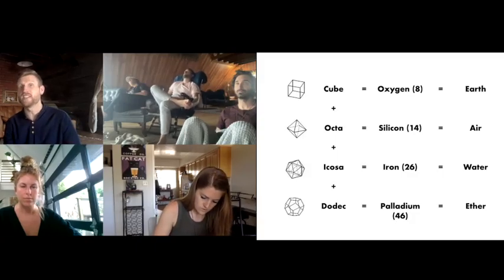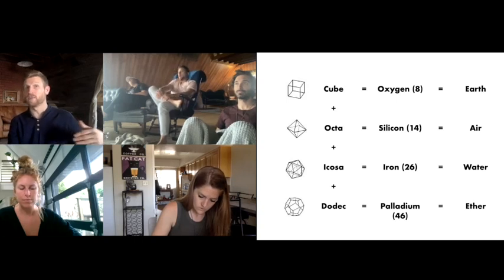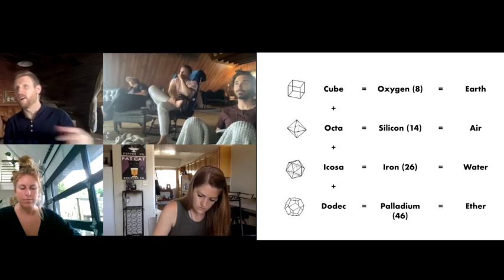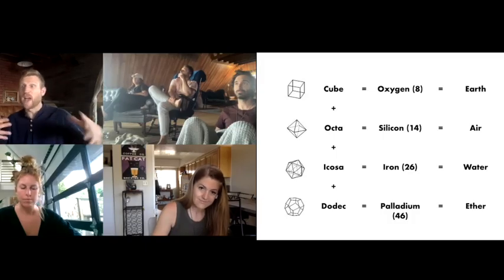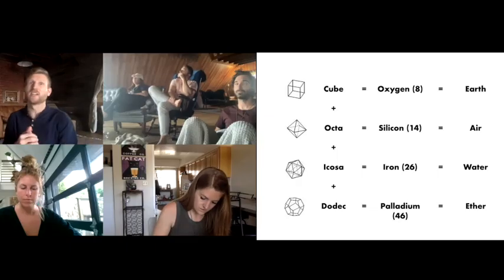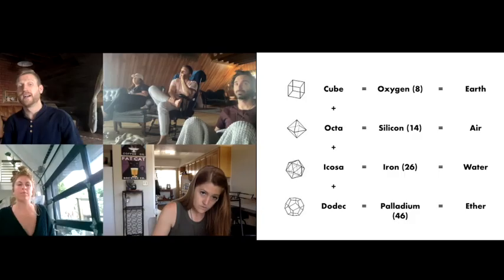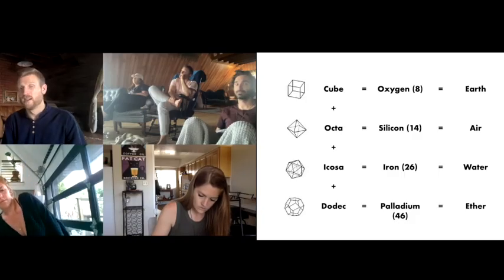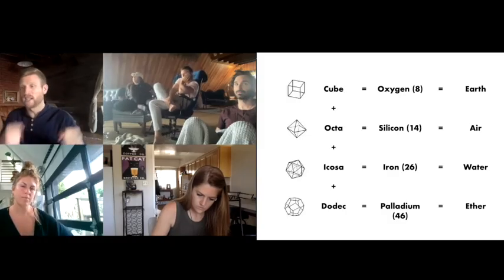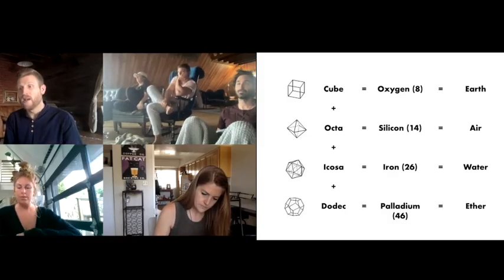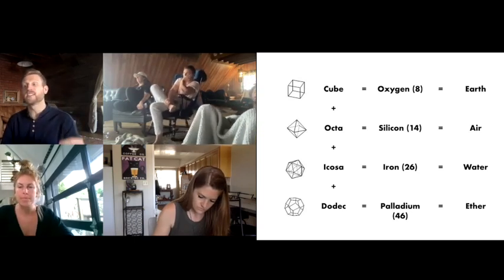Silicon is a vital conductor of electrical charge, and the air element is very much associated with electrical energy. The air element is associated with the nervous system, which is basically like a big electrical circuit. And so that one's super satisfying. Silicon is a great conductor of electricity. Air element, very much this electrical quality to it. And that's our oxygen plus cube plus octahedron.